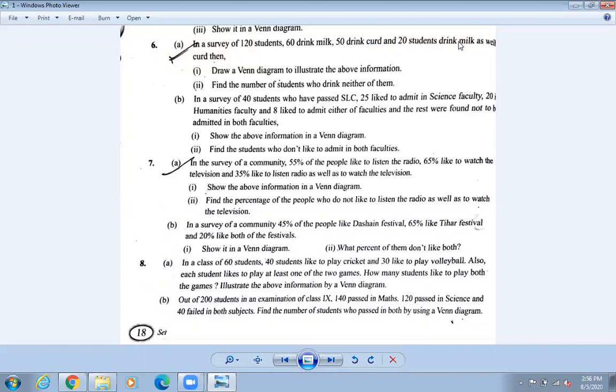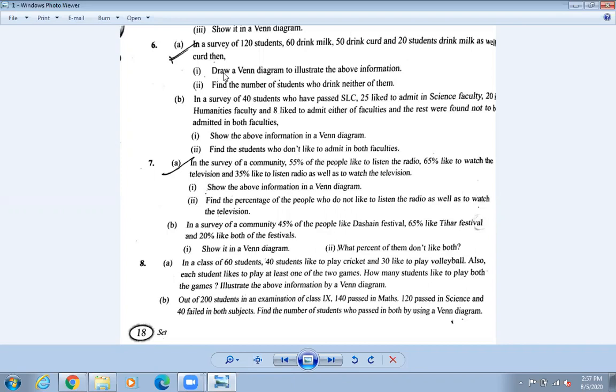And 50 students drink milk as well as curd. They drink milk also, curd also. Okay, so we are also in the same category. We drink both the things. So if they drink both, we need to remember both means intersection. Okay, so both means intersection.